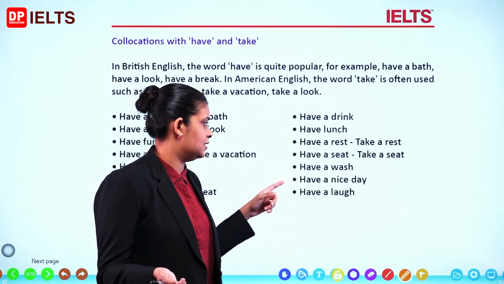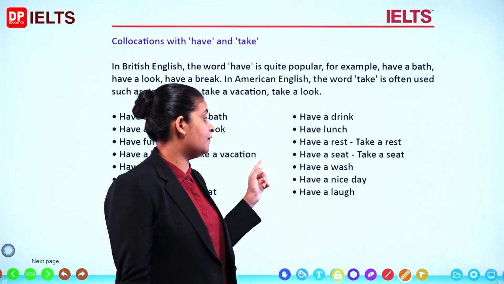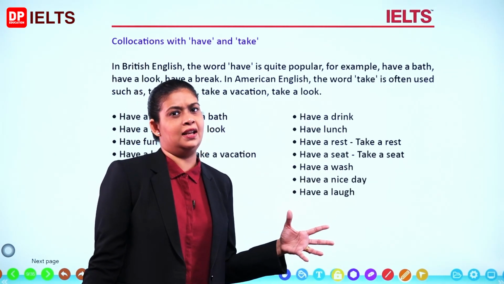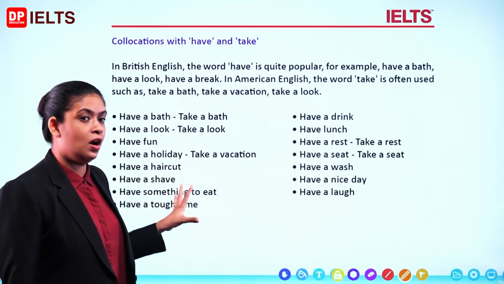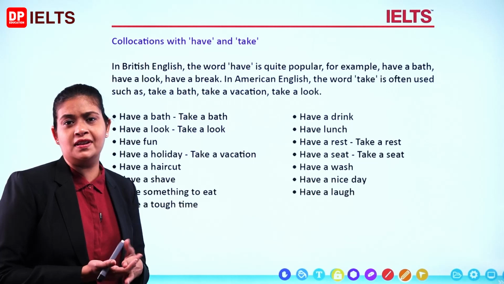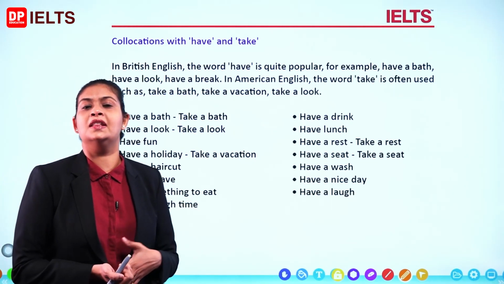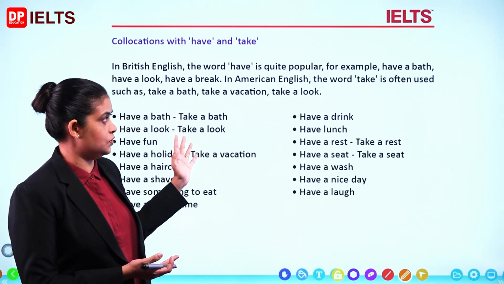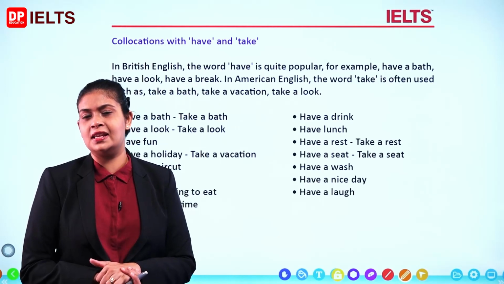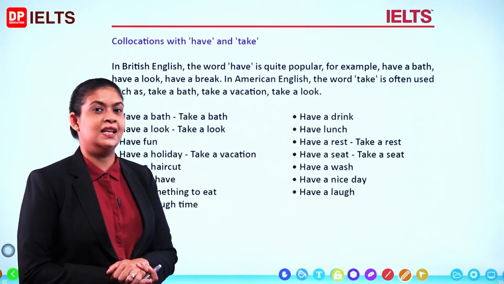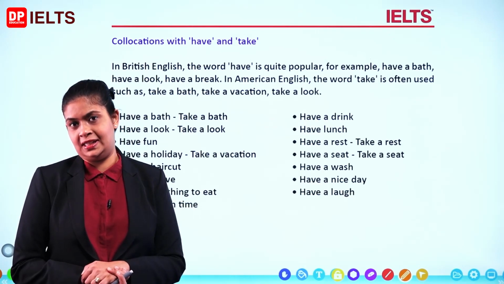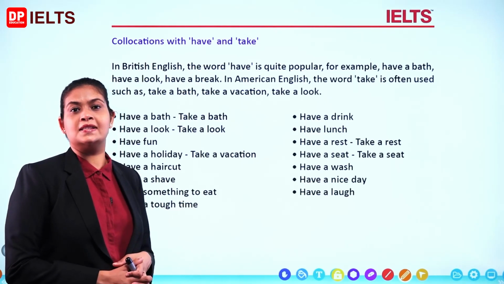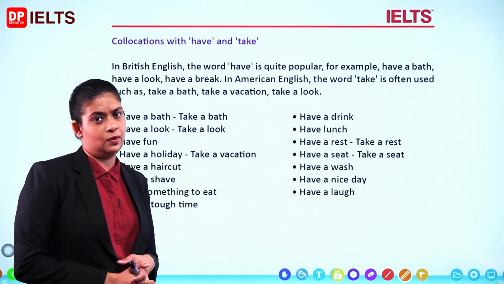You could say, oh, take a rest. Have a seat, take a seat. Have a wash, have a nice day. You don't say take a nice day, right? Have a laugh. You don't say take a laugh. So, there are some words where you could use have and take either way. But that doesn't mean that you could use it for everything, right? So I just want you to understand that when I introduce you this, it doesn't mean that every phrase or collocation that has have could be replaced by take, okay? So this is just the understanding behind it, but then there are some collocations that you can't use take along with, right?